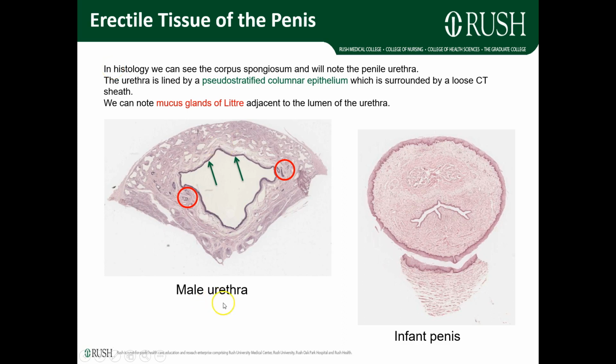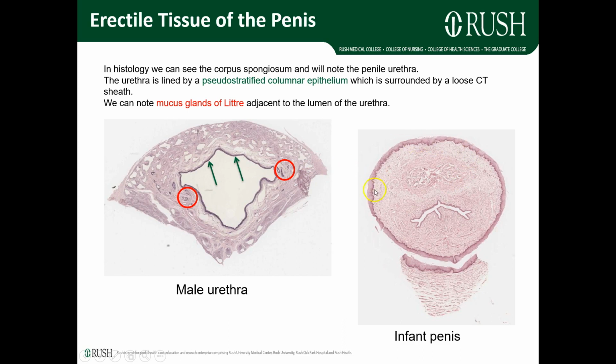So in this section here, where you have partial section, you're seeing the corpus spongiosum with the urethra within it. Here, for example, it is lined by pseudostratified columnar epithelium, surrounded by loose connective tissue, as well as you have what we refer to as the glands of Littré, which secrete lubricating material into the urethra.